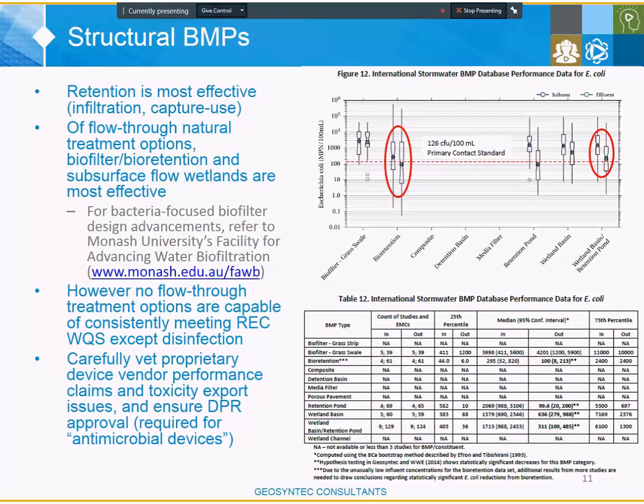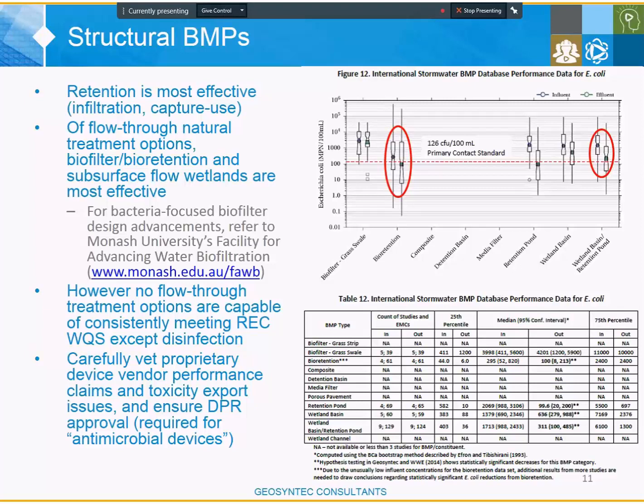And I would point folks who are looking at biofilters and bioretention for bacteria purposes to Monash University's facility. That's a university in Melbourne, Australia. They have a facility for advancing water biofiltration, and their design guidance is as advanced as anywhere in the world. So I point you to that website for some of their design advancements.